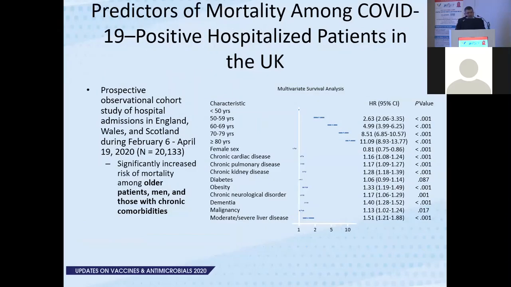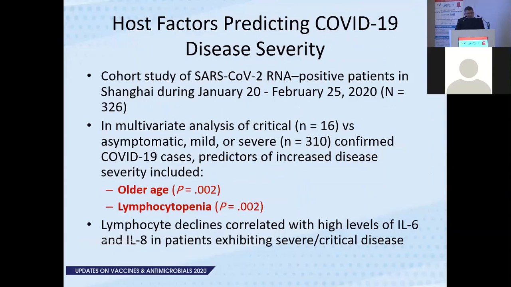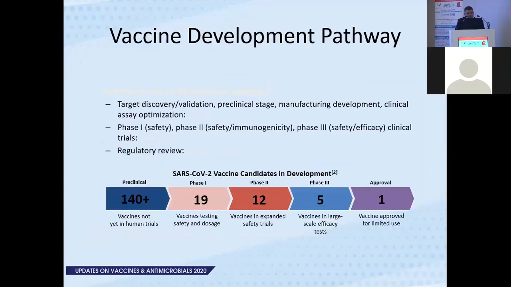Regarding the predictors of mortality among COVID-19 hospitalized patients in the UK, age was the main predicting factor, in addition to lymphocytopenia. So we need to screen subjects for lymphocytopenia and for older age, and try to reduce the number of cases, at least among the elderly, to reduce the mortality rate.